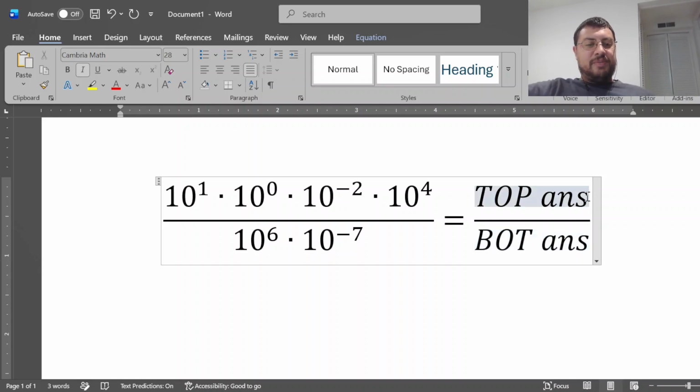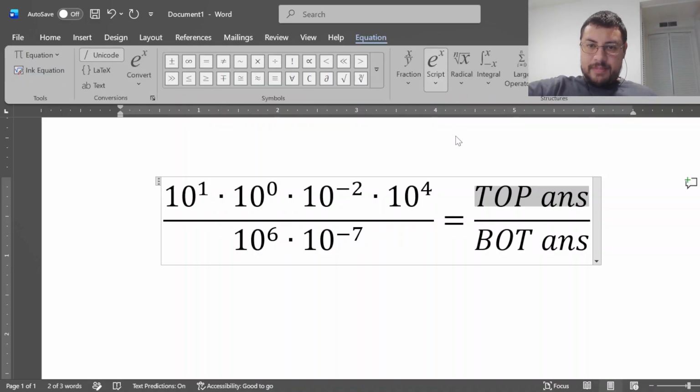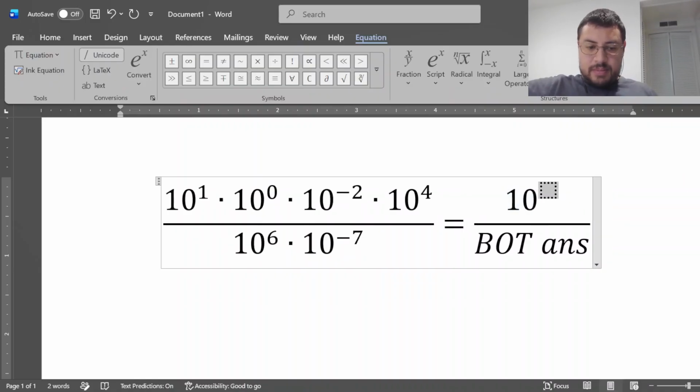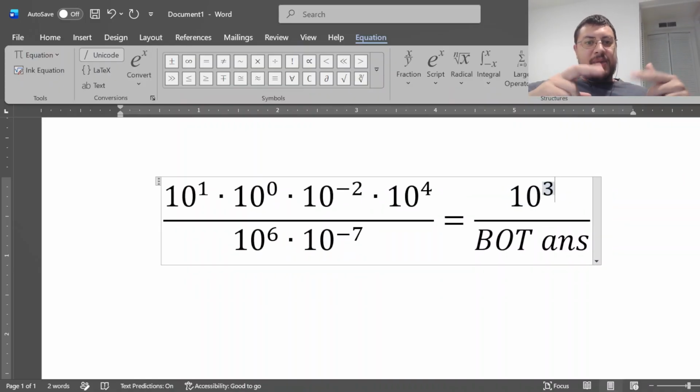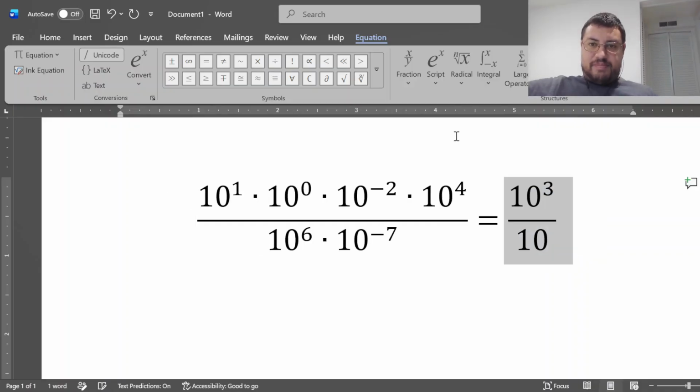Let's see, top answer would be 1 plus 0 minus 2 plus 4. Okay, let me do that one more time. 1 minus 2 is, I can ignore the 0. 1 minus 2 is -1, plus 4 is +3. Okay, good. So the top is 10 to the third power. And then for the bottom, it's going to be 10 to the minus 1 power.